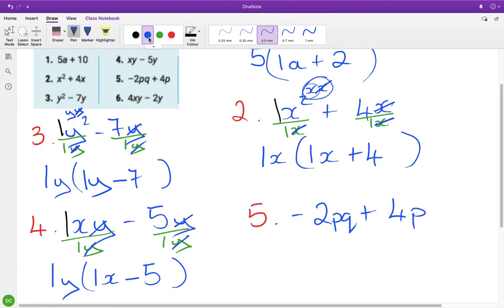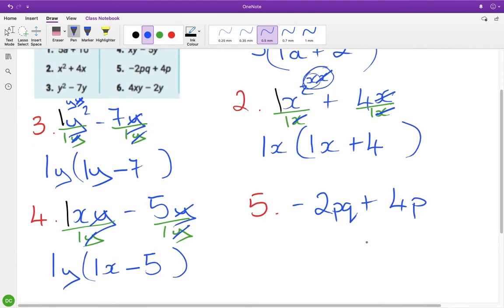Right. So I don't have anything invisible there. So common on the numbers, so something that divides into 2 and 4, that would be 2. Is there a common letter? There is. P is common. Okay. So we divide by the highest common factor. We divide by the highest common factor.